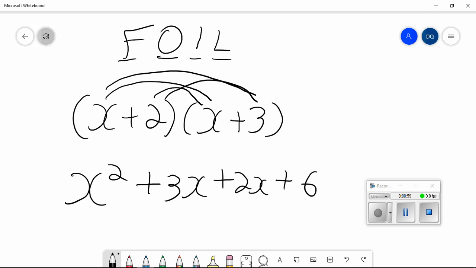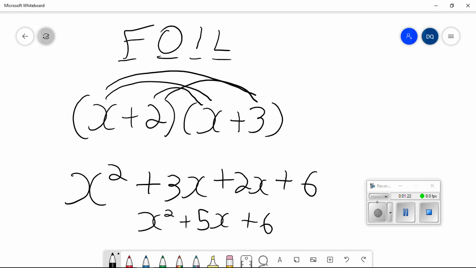I'm going to collect my common terms. Like terms, we call them. I've got 3 x's plus 2 more x's. So that is 5 of them. That's 5x plus 6. And of course, at the front, I've got that x squared.